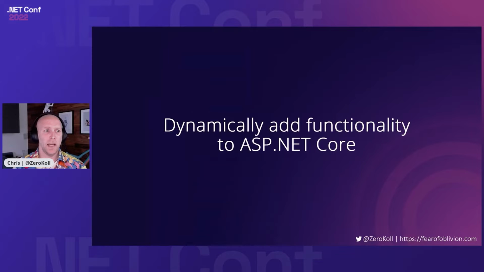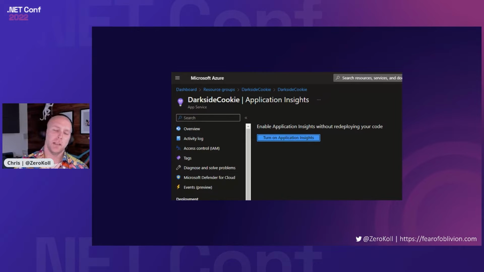But the topic of the day is dynamically adding functionality to ASP.NET Core applications. And it might sound like a sort of esoteric thing to do, but it all started out when I went to the Azure portal, and I do a lot of Azure development. And if you create a web app in Azure, you have this button where you click Turn on Application Insights. And I was like, how do they do that?